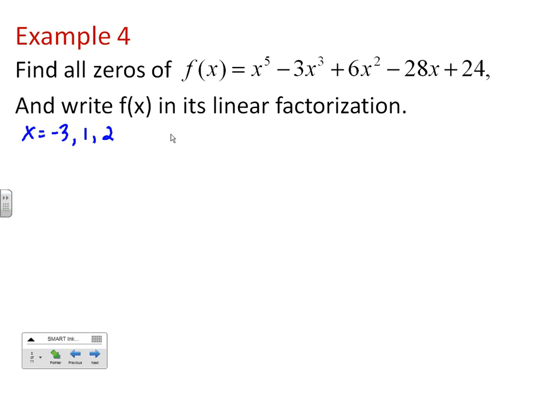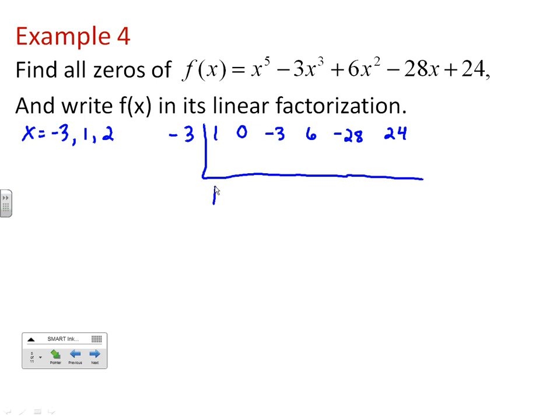Okay, so I'm going to start off with -3, and I'm putting 1. I don't have an x to the fourth, so that's 0. Then -3, 6, -28, and 24. Okay, so I have to go through synthetic division on this.